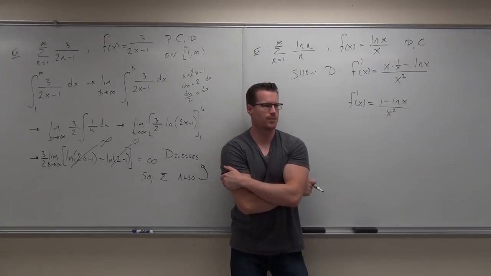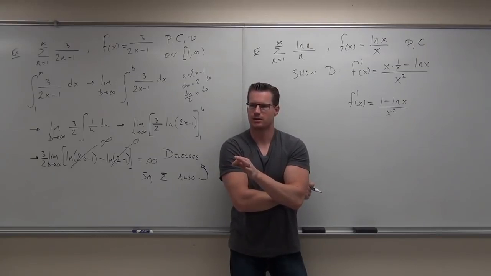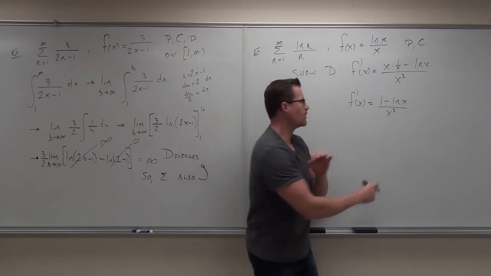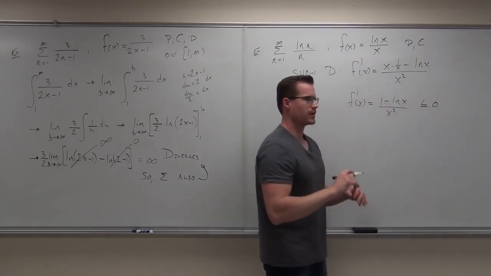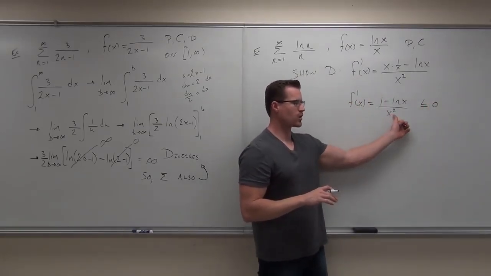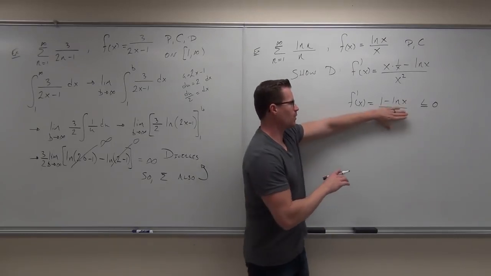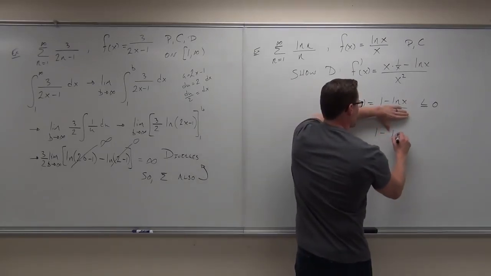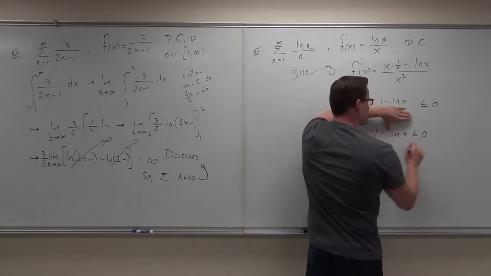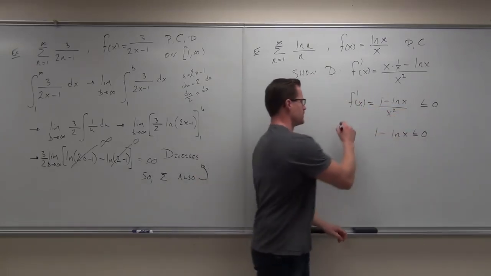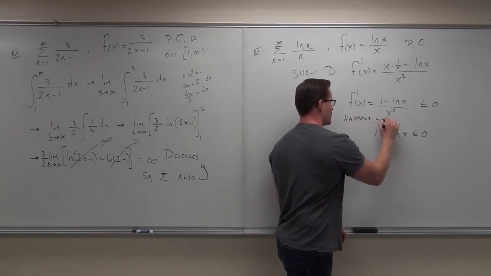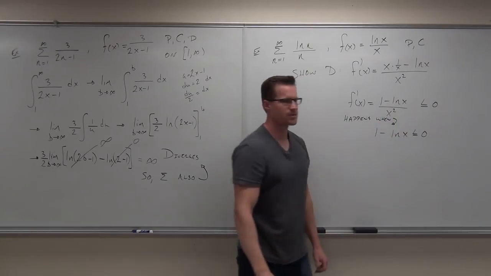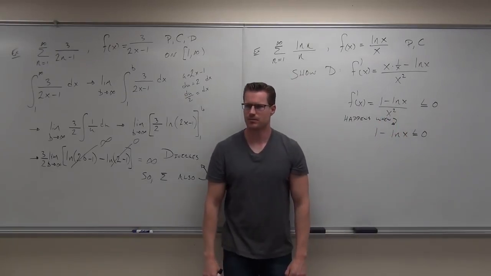You guys okay with that so far? Well, here's the whole thing. We're trying to show decreasing, correct? We're trying to show when this thing is less than or equal to 0. Now here's the whole point. Is x squared ever negative? No. Then this will only be negative when 1 minus ln x is negative. This happens when this happens. You guys okay with that one?